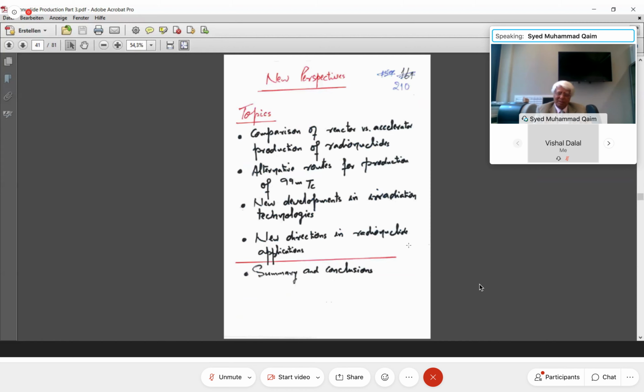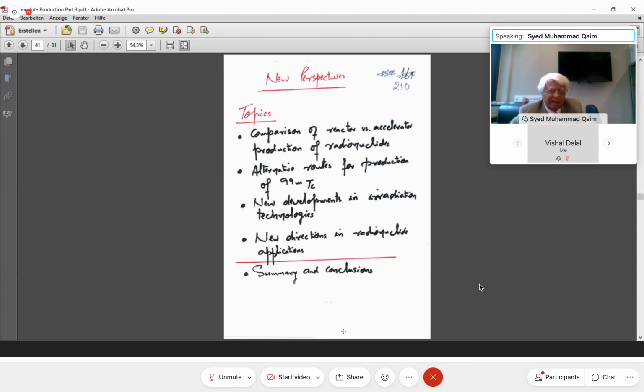But sometimes people are a bit skeptical. They say, if all the reactors are closed down, what shall we do? So one is looking for alternative routes. In many cases, it is mostly research. In many cases, the apprehension is also not justified because we have enough technetium-99m from fission molybdenum. But still, science progresses through research.